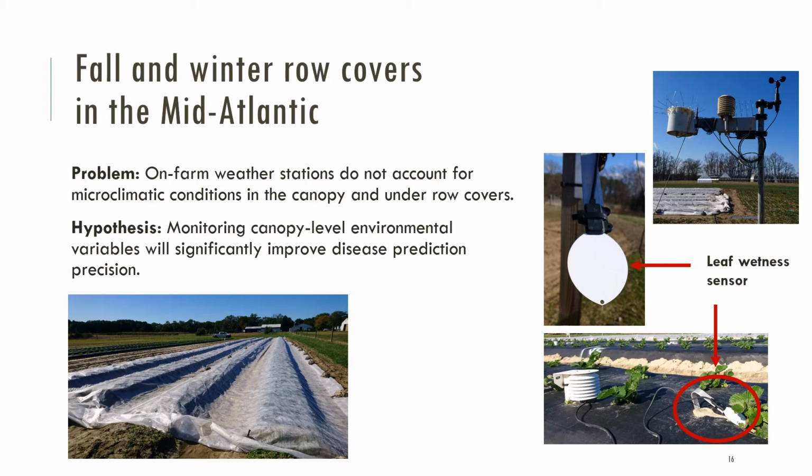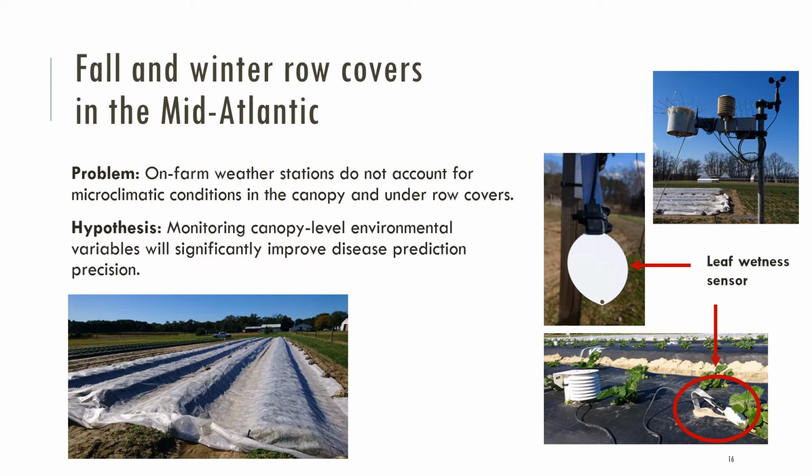However, the growing conditions in the Mid-Atlantic are quite different from those in Florida. The most obvious difference is the use of floating row covers. Those row covers can be used in winter for frost and freeze protection, but also in fall for flower initiation and crown development promotion. Obviously, an on-farm weather station cannot account for the microclimatic conditions under the row covers. And even without the covers, the microclimatic conditions can be quite different in the canopy. Just think of shading between the plants.